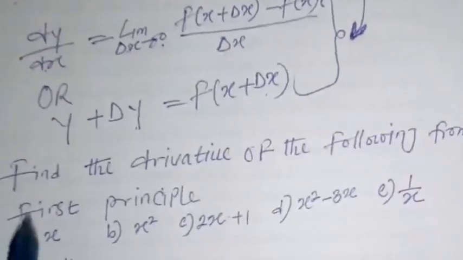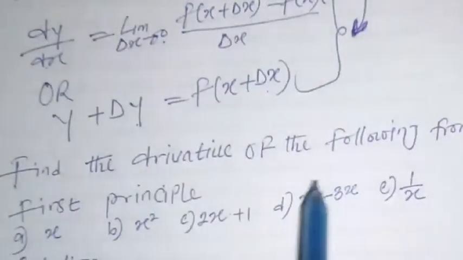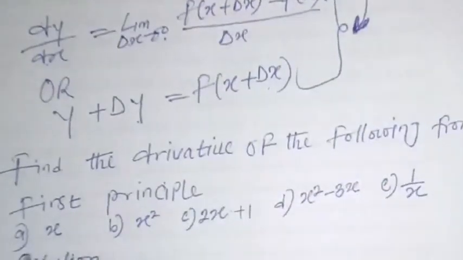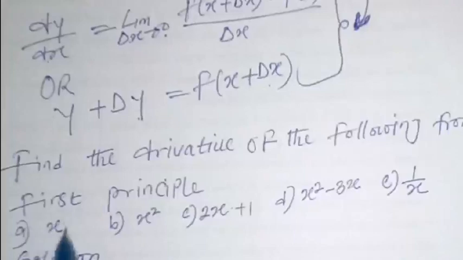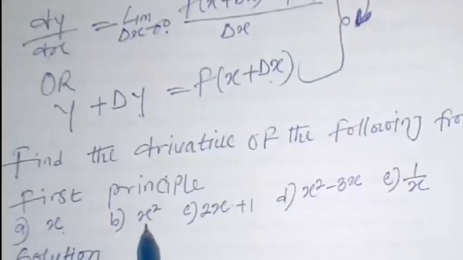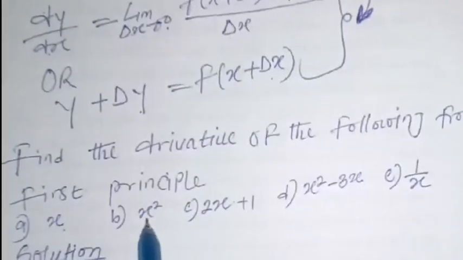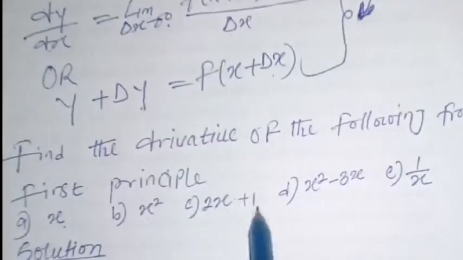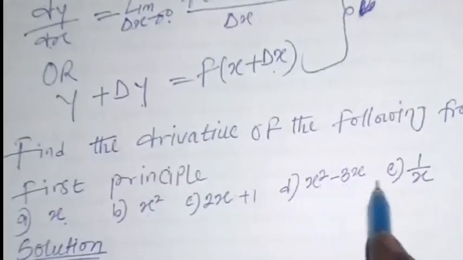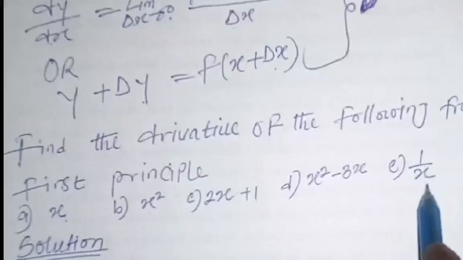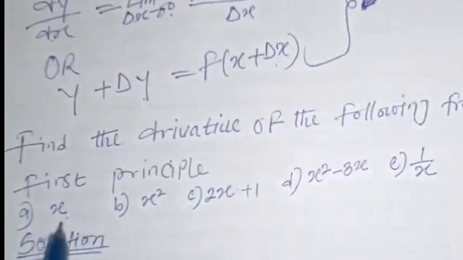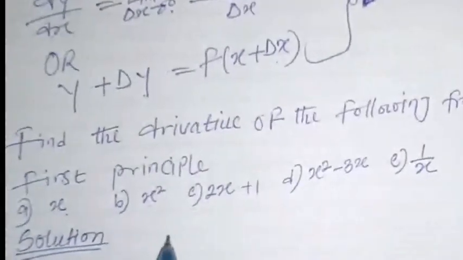Now let us solve this. Find the derivative of the following from first principle. A is x, we are going to find the derivative of x. B is the derivative of x squared, and c 2x plus 1, d x squared minus 3x, e 1 over x, and all these are functions of x.